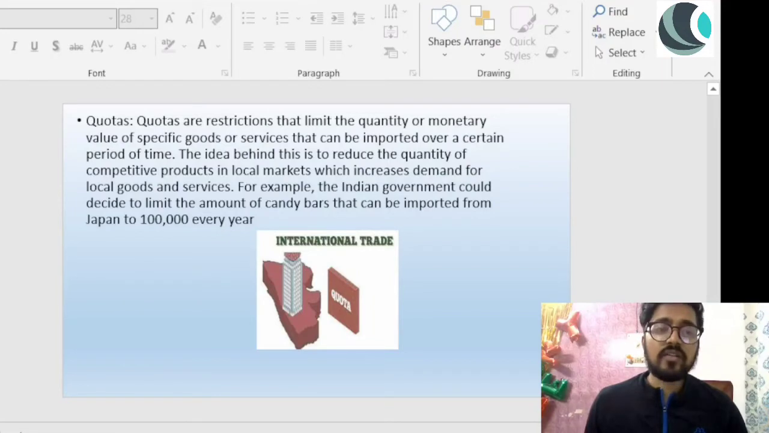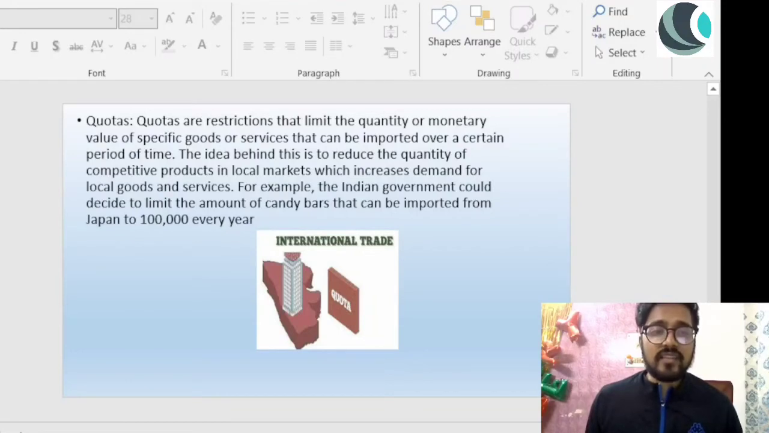We can decide a certain amount. It could be 10 lakhs, 1 crore, any certain amount. So you cannot import more than that. Basically, you're restricting the trade between the two countries. There are a few reasons, and we'll discuss the reasons as well. Just to make it clear once again, I am reading this definition: quotas are restrictions that limit the quantity or monetary value of specific goods or services that can be imported over a certain period of time.